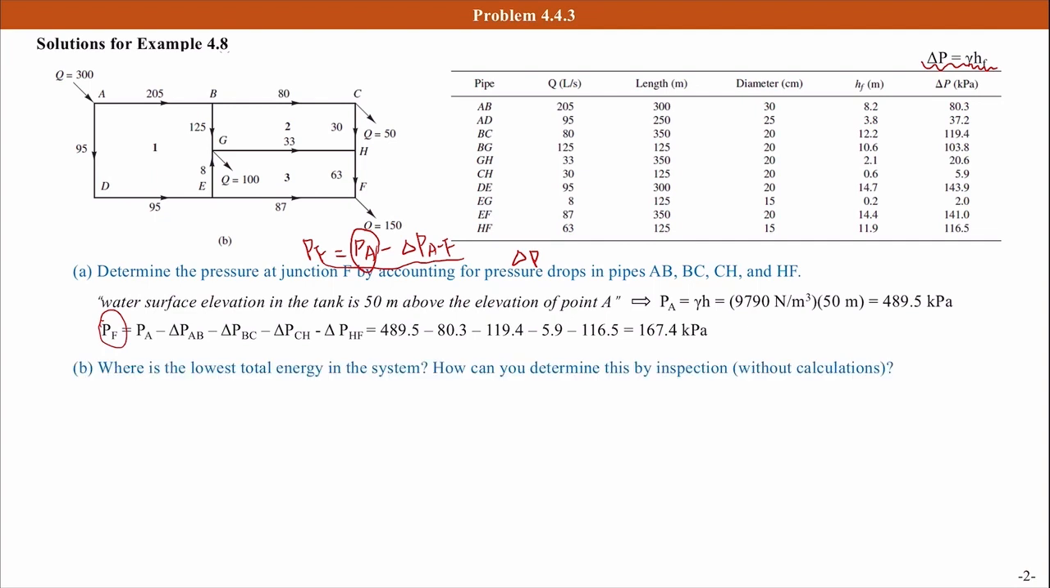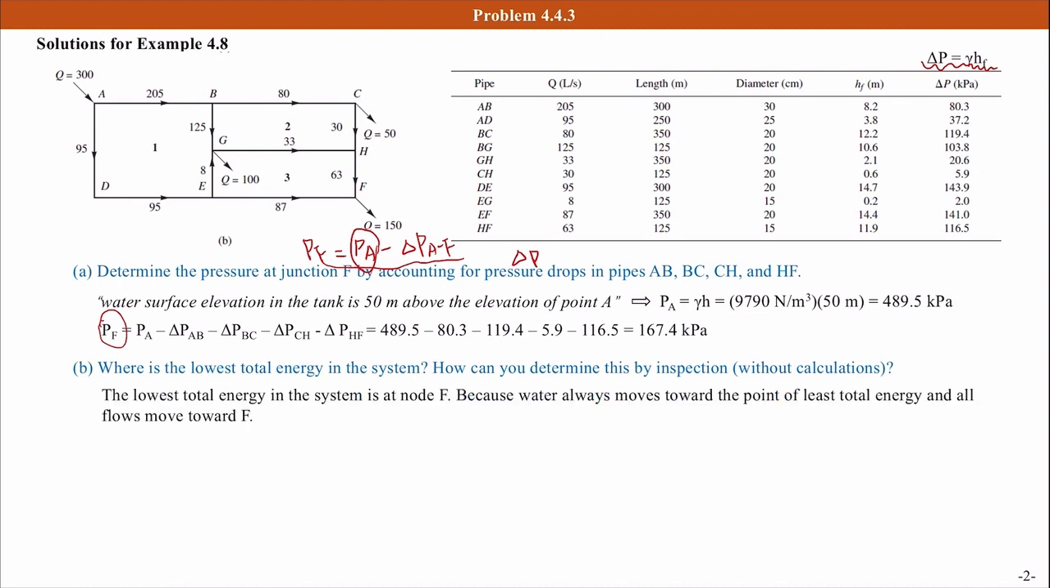Question B asks us to determine the lowest total energy point in the system, and determine this point by inspection. Because the water always moves toward the point of least total energy, and we can see from the figure, all flows move toward point F. The lowest total energy in the system is at junction F.